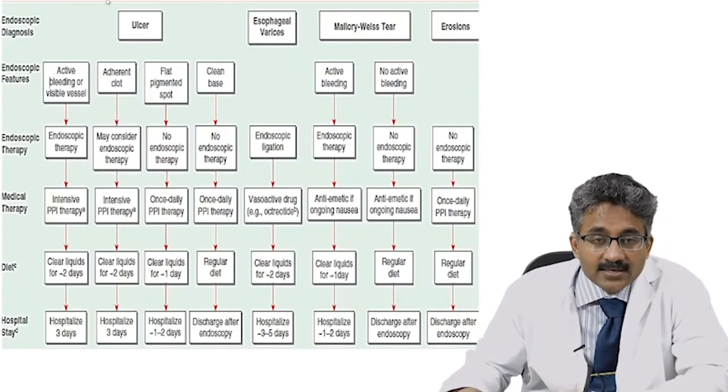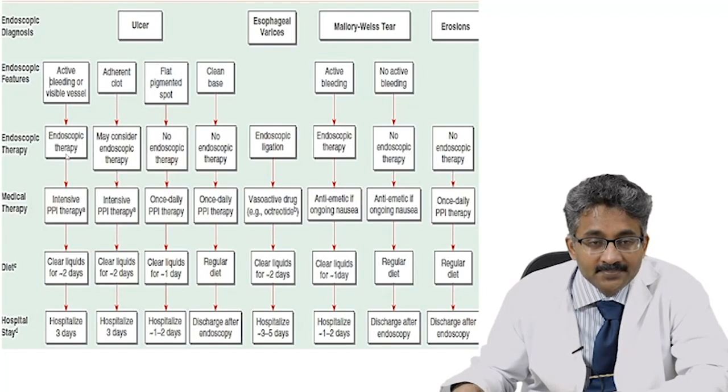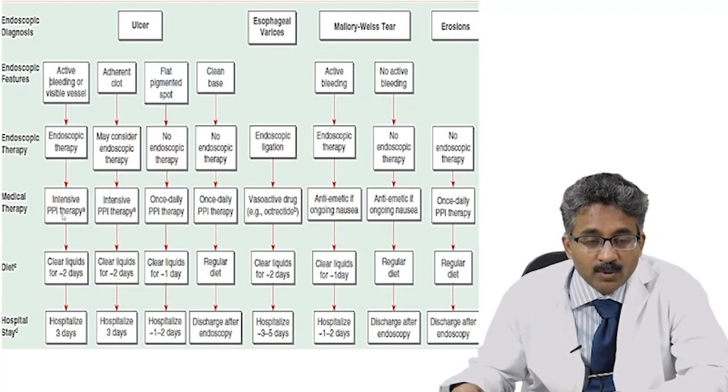So here, students, an ulcer can be active bleeding or a visible vessel. Both are dangerous. Adherent clot is also dangerous. A flat pigmented spot and clean base is not that dangerous. So these are the endoscopic features here. If it is an active bleeding or a visible vessel, then you have to do endoscopic therapy. Then you have to give intense pantoprazole infusion therapy. Then diet: clear liquids, only liquids for 2 days. Then they have to stay in hospital for 3 days.